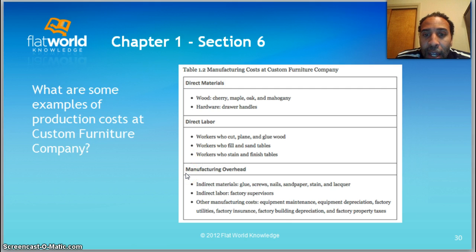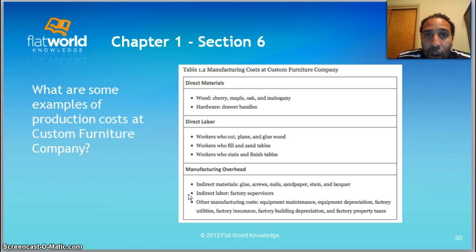Manufacturing overhead, indirect materials, right? So this can get somewhat tricky, but not really if you pay close attention. So glue, screws, nails, sandpaper, stain, and lacquer. These are things so minuscule, so small that it would cost us more to track them. Those will fall under indirect materials.